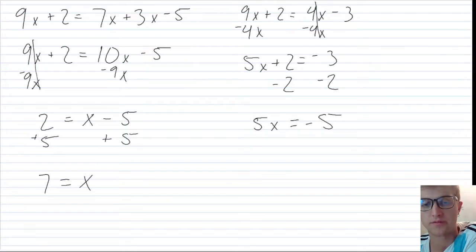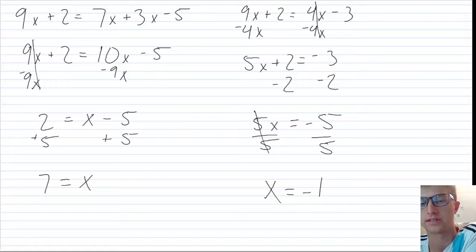X is being multiplied by 5. The opposite of multiplication by 5 is division by 5. What we do to one side, we'll do to the other. These things cancel. We're left with x. Negative 5 divided by 5 is 1, but because of the negative, we know that it's negative 1.